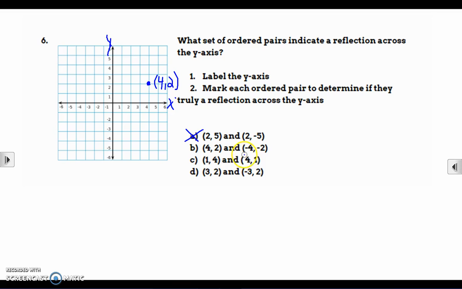Then she tells us to plot negative 4, negative 2. So if we start at the origin, negative 4 says we move 4 left, and negative 2 says we move 2 down. Oh gosh, this is certainly not a reflection across the y-axis. That's negative 4, negative 2. That's not in the second quadrant, that's way down in the third quadrant. That doesn't have a shot. Ooh, I hope it's letter C.